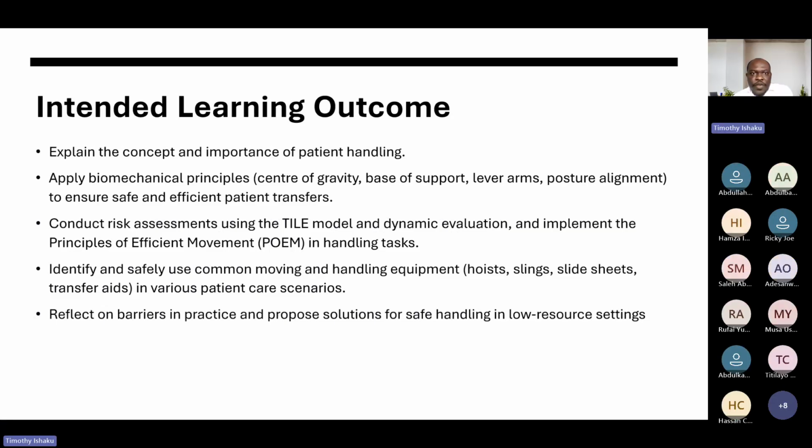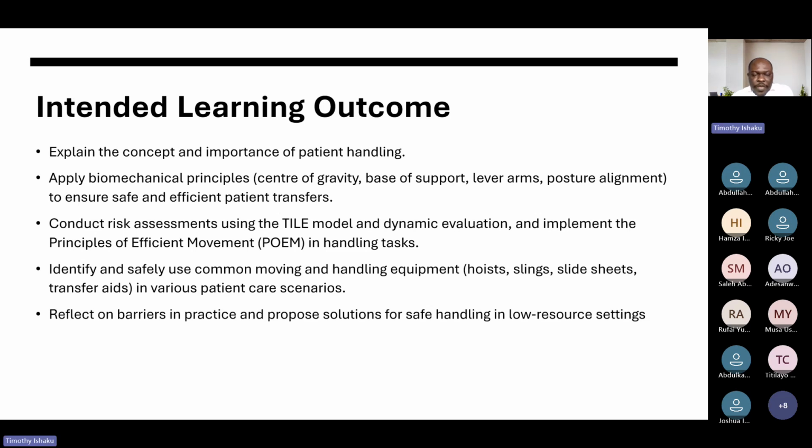Concepts behind those handlings, the patient handling generally. And there are principles behind patient handling. As healthcare professionals, we do things with reasoning. We don't just do things without reasoning behind it. So we explore those principles or biomechanical principles of handling. How can we apply them in safe and efficient patient handling or transfers?